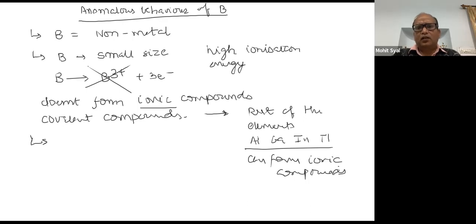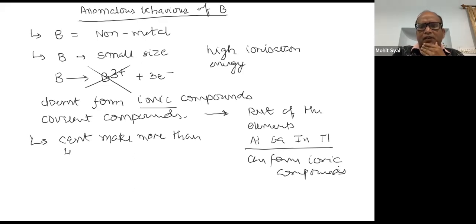Inability to make what? More than 4 bonds, right? Boron can't make more than 4 bonds. Okay, clear? Because boron is a second period element, it can't exceed its tetravalency. It can't make more than 4 bonds. Is it clear, Fatima? Why can't it make more than 4 bonds? Tell me.